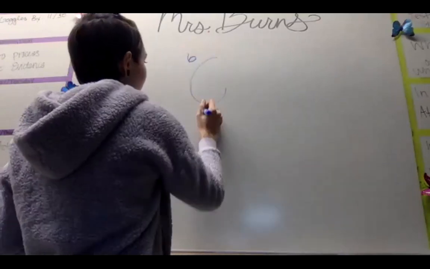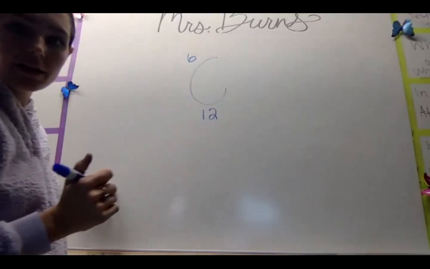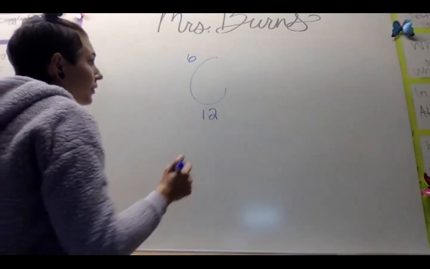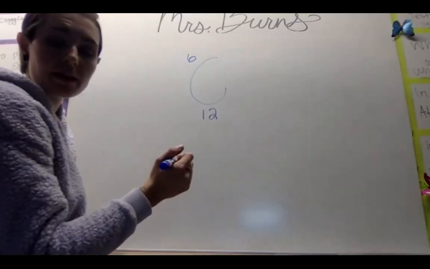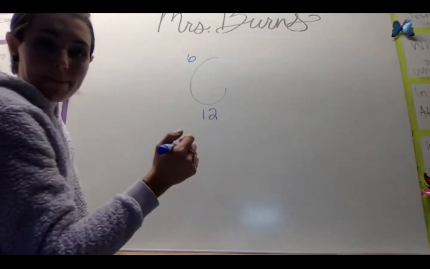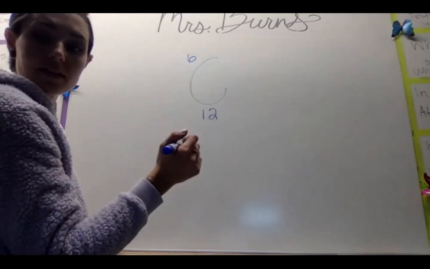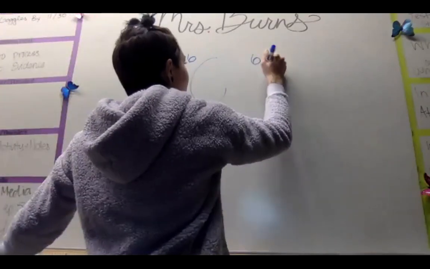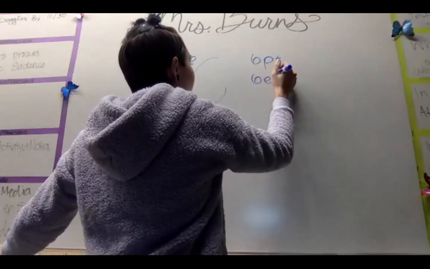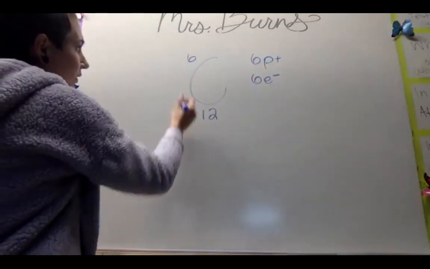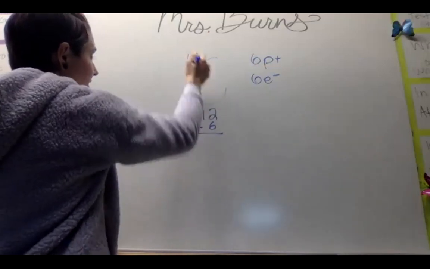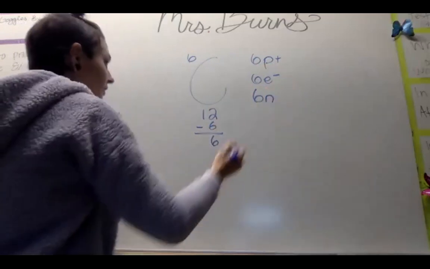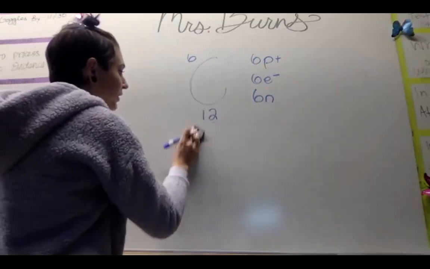Carbon has these two numbers here, atomic mass of 12 and an atomic number of 6. So what does my atomic number tell me again? How many do I have of what? 6 electrons and protons. So my atomic number says we have 6 protons and 6 electrons. And then finding my neutrons here, I subtract the atomic number from the atomic mass, telling me that I also have 6 neutrons. So now that I have that information, I'm going to go ahead and draw it.